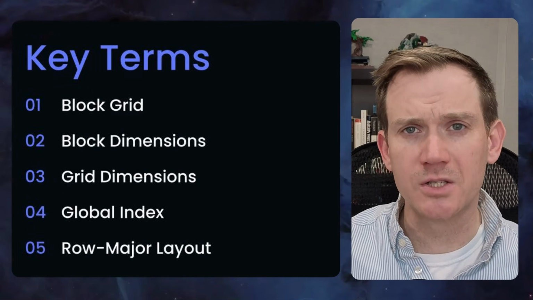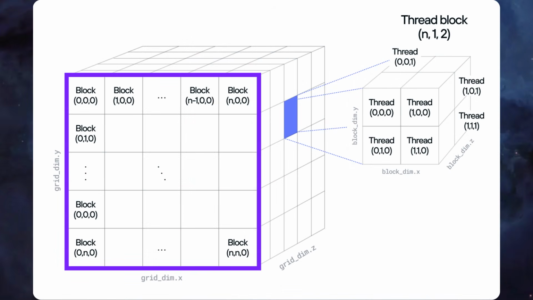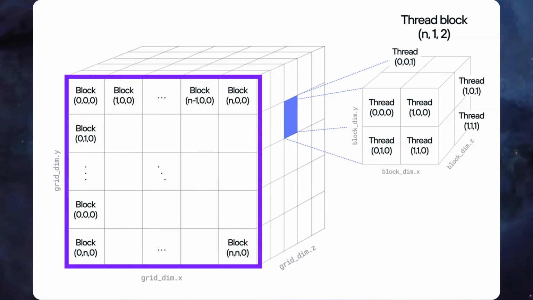I'll cover a few key terms to anchor the explanation. First, a block grid, a 2D arrangement of thread blocks that tiles your data space. In this puzzle, it's 2 blocks wide by 2 blocks tall. Block dimensions, the number of threads per block in X and Y, here 3 by 3 or 9 threads per block. Grid dimensions, that's blocks per grid, the number of blocks in a grid in X and Y, here 2 by 2 or 4 blocks total.